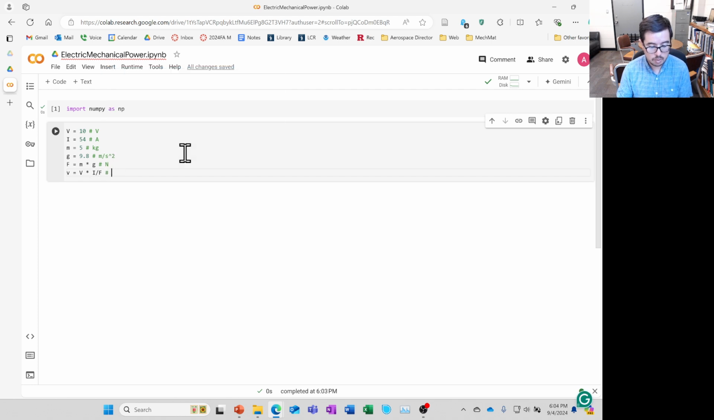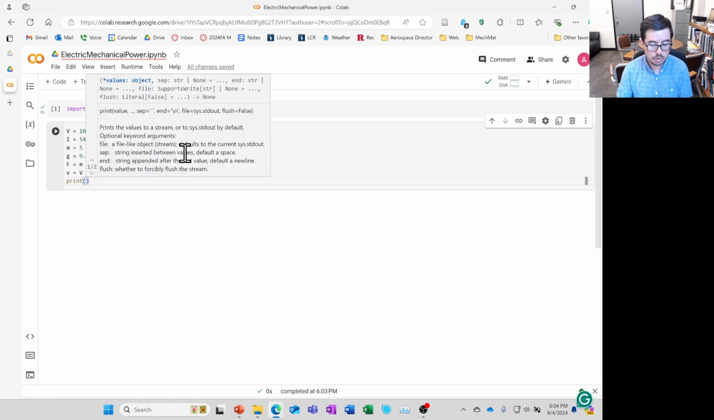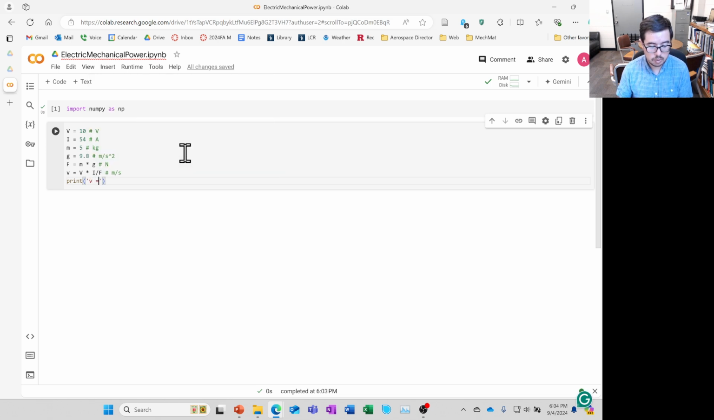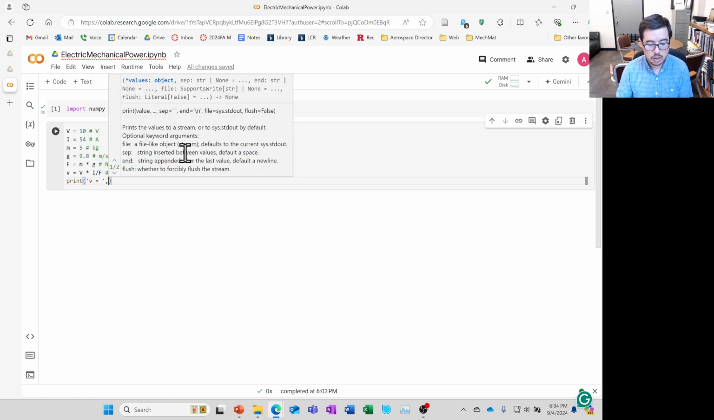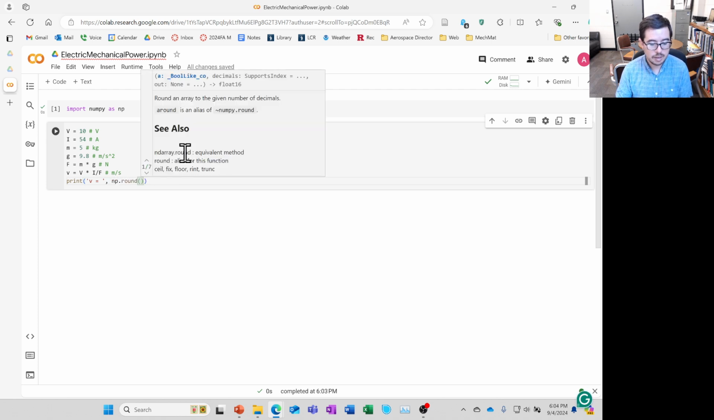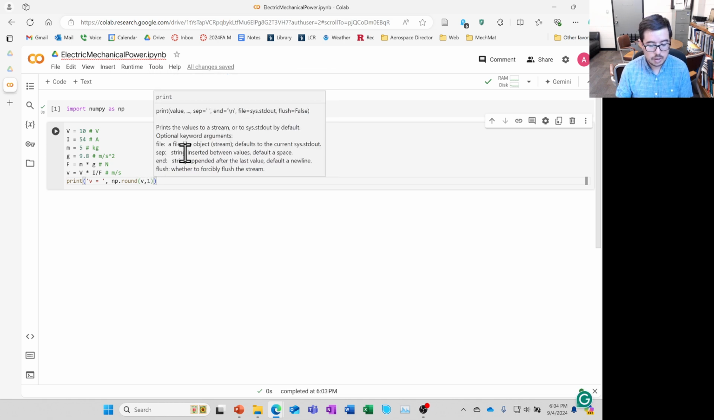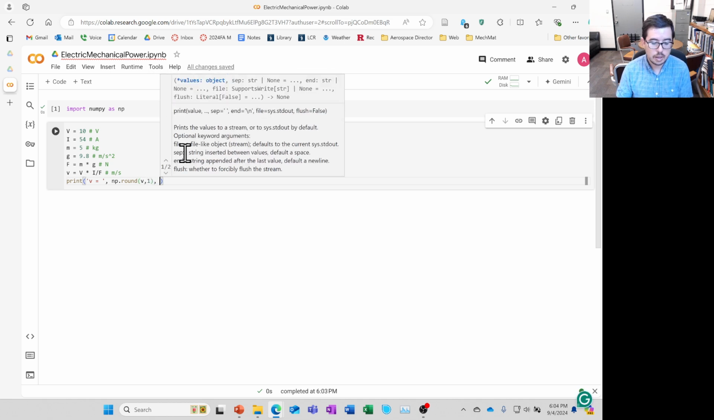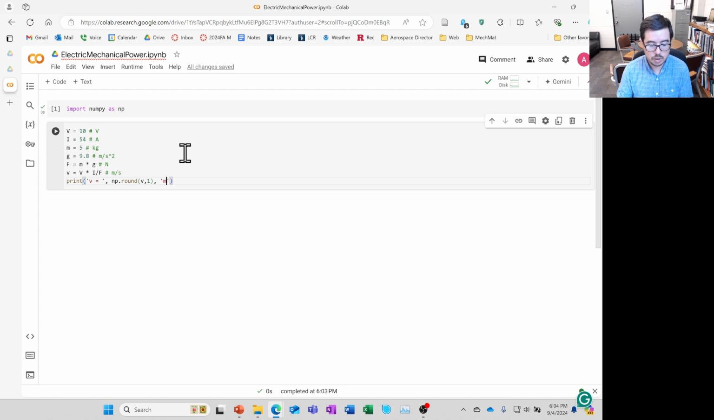Okay. And my linear velocity, my little v, is going to be V times I divided by the force. And that, yes, will give us meters per second. And we're going to print this result. So v is equal to, oops, not that, print, or no, np.round v, and we can probably get away with 1 decimal point again, and we'll say this is in meters per second, just like this.